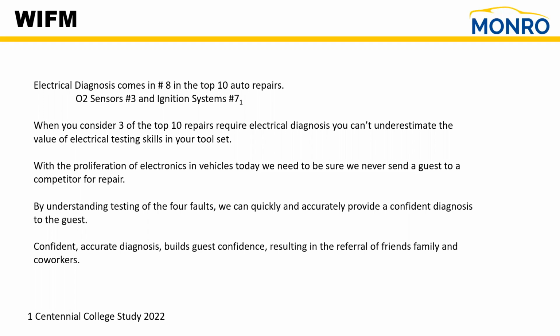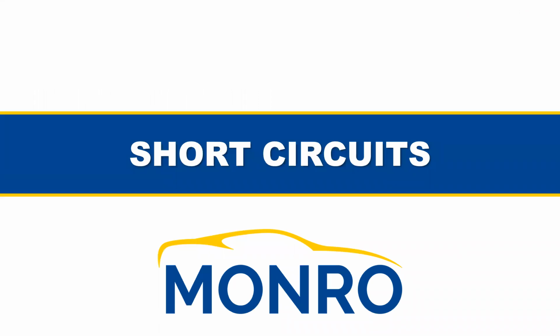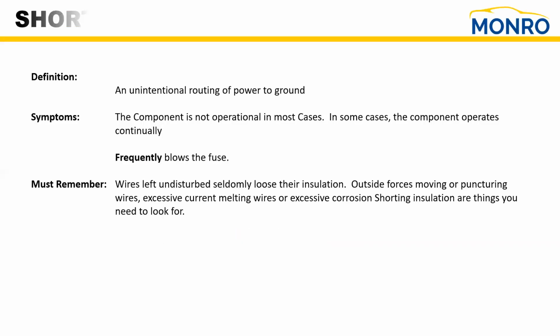So, when we start to talk about short circuits, the first one we need to talk about is a short to ground. And a short to ground, by definition, is simply an unintentional routing of power to ground. The component, in a lot of cases, is not operational. In some cases, the component operates continually. Now, in the cases it's not operational, frequently it's blown a fuse.